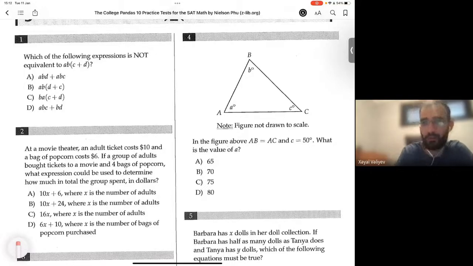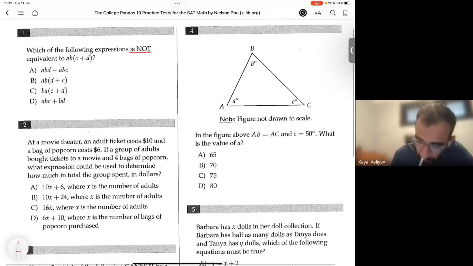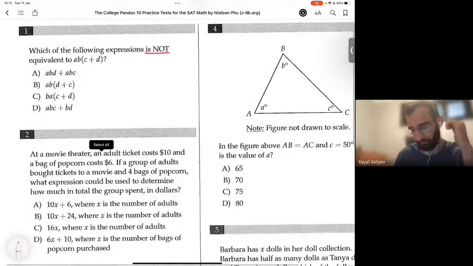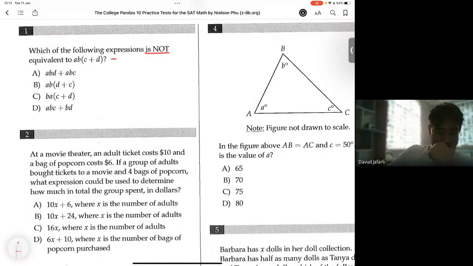Recording now started. Which of the following expressions is not equal to AB times C plus D? Okay, any idea what to do? So ABD plus ABC is true.